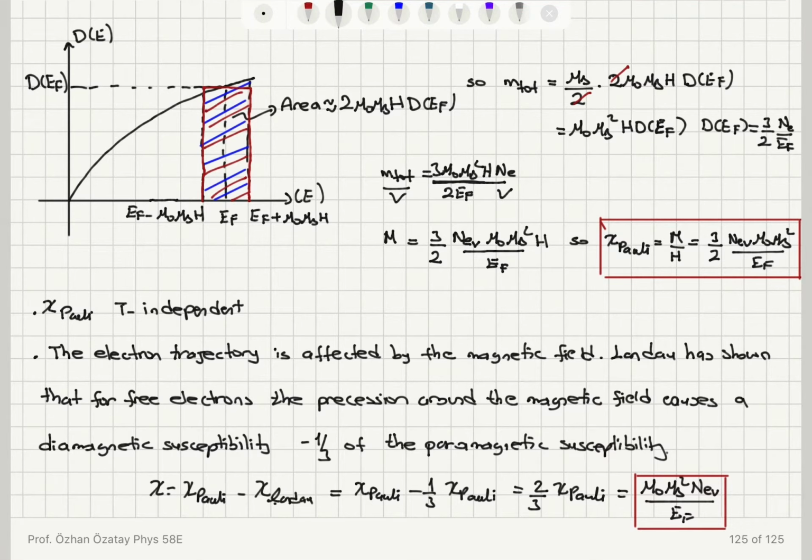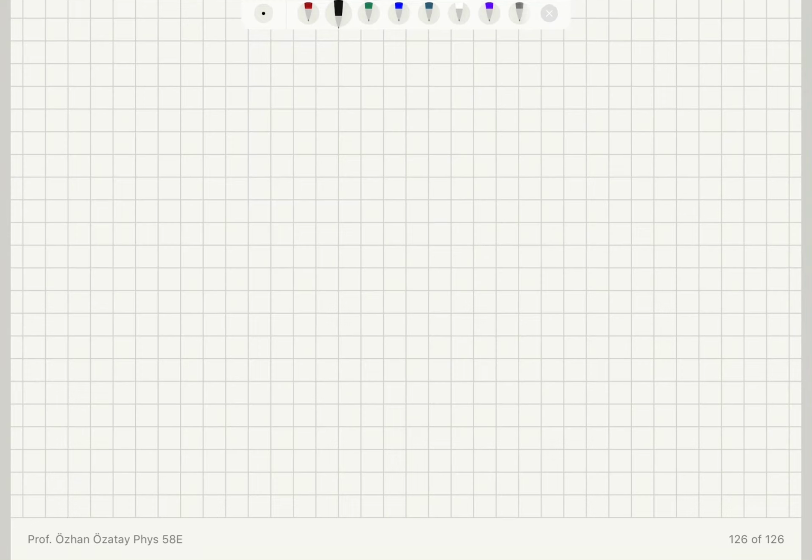So one effect that we haven't considered, that is the effect of the magnetic field on the trajectory of the electron, does cause a correction, a diamagnetic correction to the susceptibility. There are other secondary effects that we haven't considered. For example, there is also the core shell electron diamagnetism, which is present in all materials.